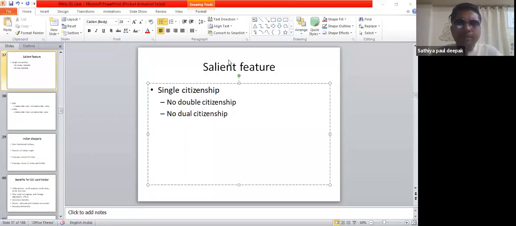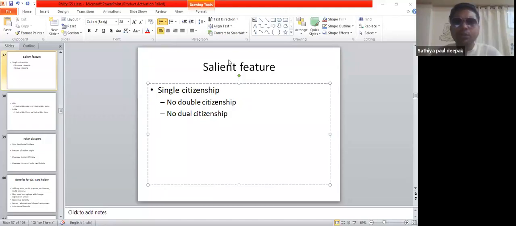But the point I'm trying to stress is, if you have citizenship for each state, once again, the divisions between our country will be very sharp. So national integration will be a question. Okay, national integration will be a question. So that is the reason why we don't have double citizenship.